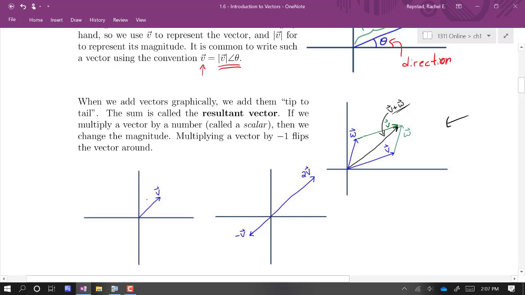So if I have this vector v drawn over here on the left, now look over here on the right, 2v is just the same. I'm not changing the direction, I've just made it twice as long. I've just changed its magnitude. If I multiply a vector by a negative, it just flips it around, so it's like a 180 rotation. So there's negative v drawn right there.